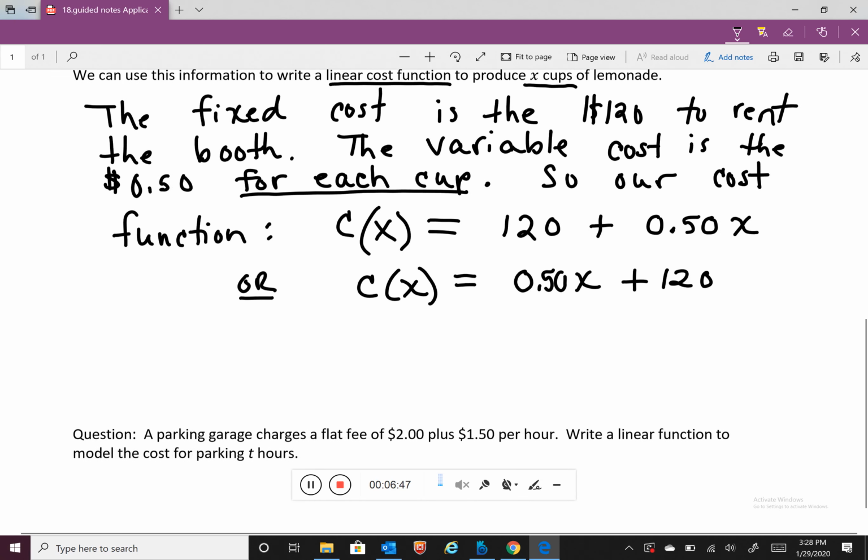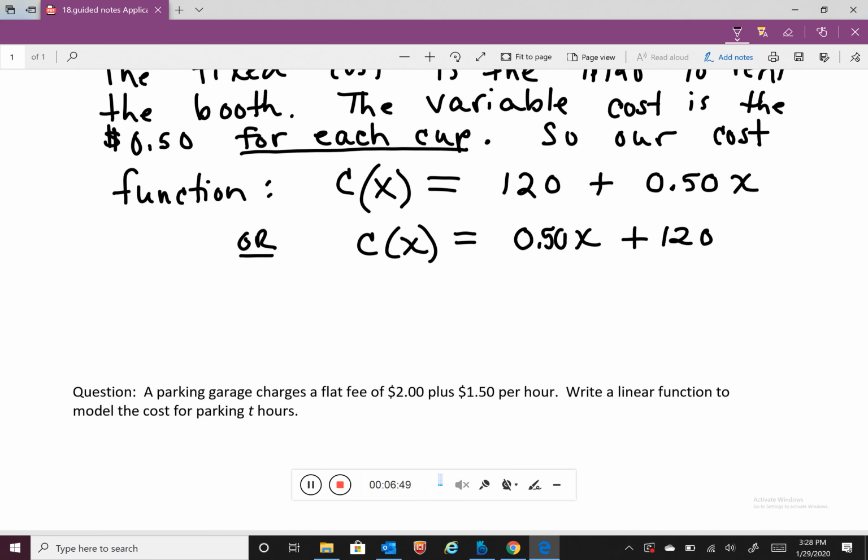So your job is to write a linear function. I'm going to start you out, and you're going to have to choose which one is the correct linear function. A parking garage charges a flat fee of $2 plus $1.50 per hour. Write a linear function to model the cost for parking T hours. And I made a little bit of a mistake there. Did you notice I asked you to write it for T hours? That means our input is T, not C of X, but C of T.